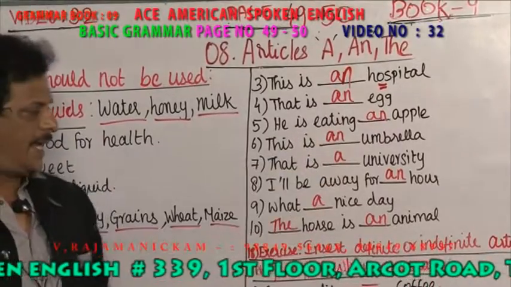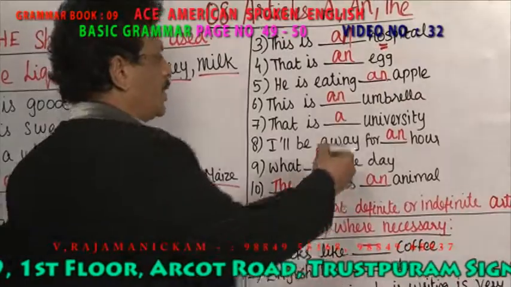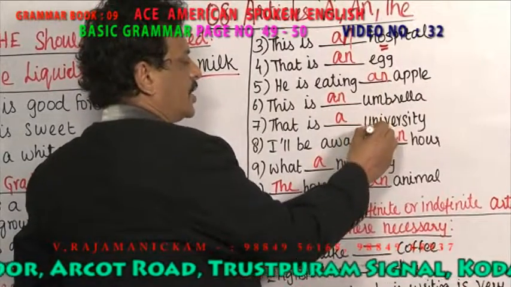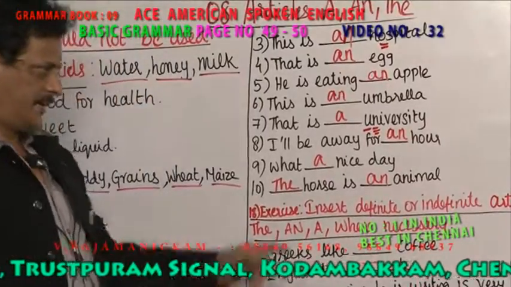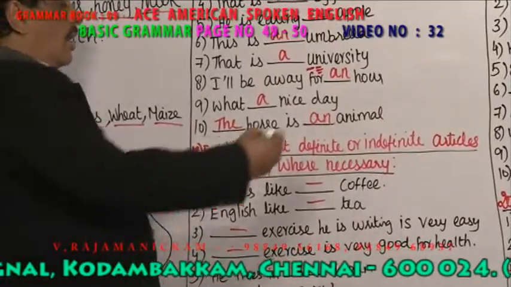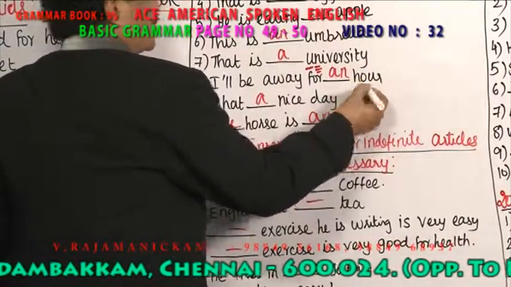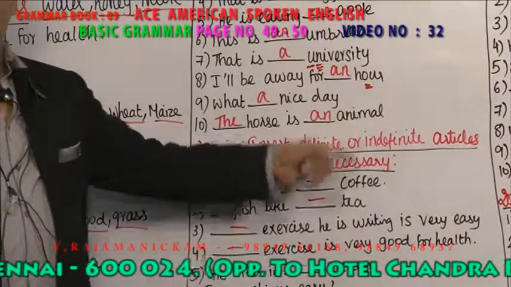This is an umbrella. That is a university. Even though it starts with the letter U, the pronunciation begins with a Y sound. University. That is a university. I'll be away for an R. R starts with an O sound, so you're using "an." What a nice day. The horse is an animal.